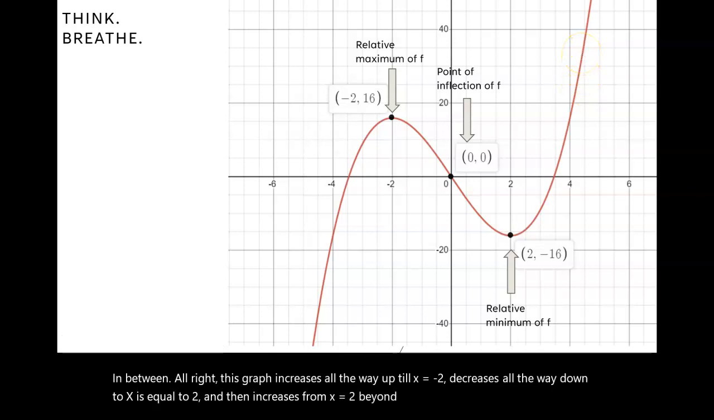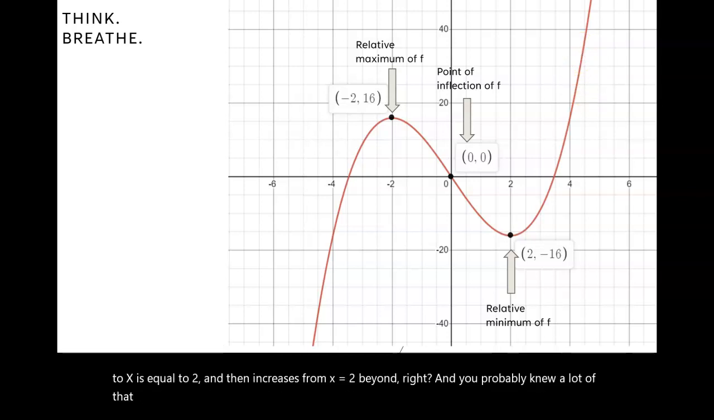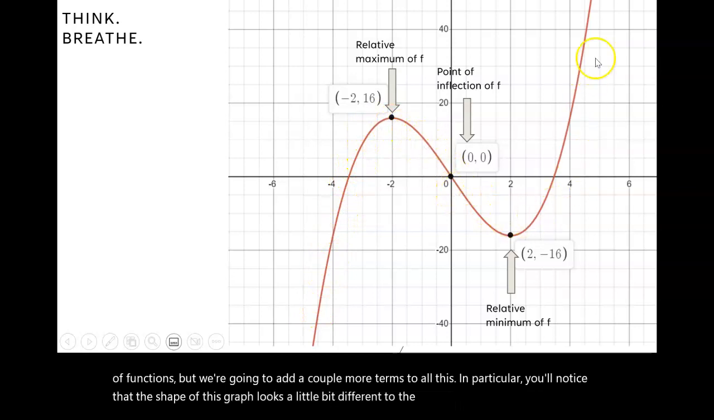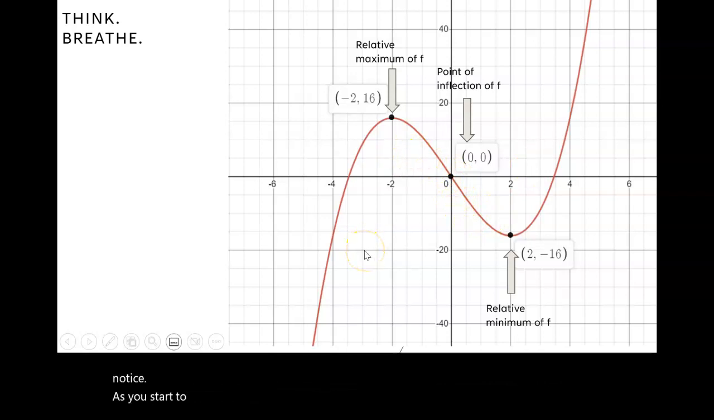You probably knew a lot of that already because you took pre-calculus. You talked about increasing and decreasing portions of functions. But we're going to add a couple more terms to all this. In particular, you'll notice that the shape of this graph looks a little bit different to the left of 0 and to the right of 0. As you start to see this, it becomes more and more obvious, but it's like we put two puzzle pieces together.